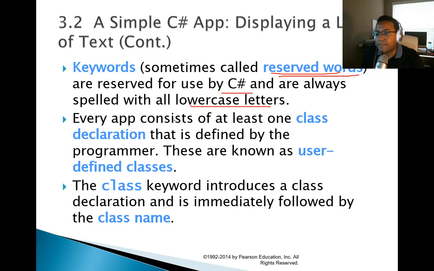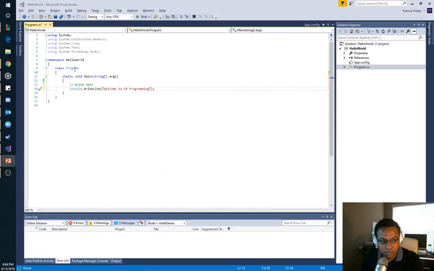Every app consists of at least one class declaration that is defined by the programmer. These are known as user-defined classes. Now, in this case, my class declaration is called program. You can change that to something else. It doesn't have to be called program. When you create a new class, don't make it two words spaced in between, it's not going to run very well. Always make it one word. If you have two words smashed together like account controller, just don't put a space. Just account controller without the space, and it'll work just fine.